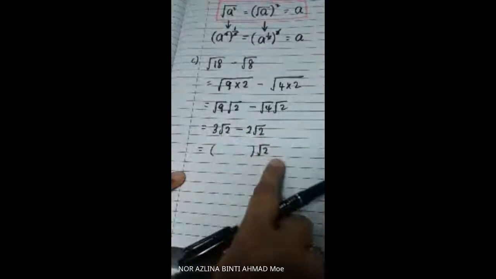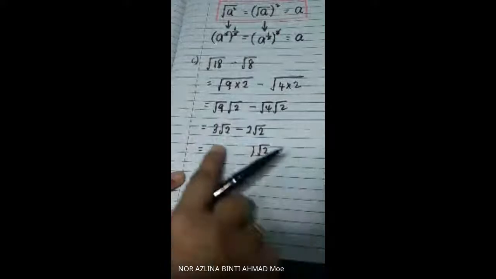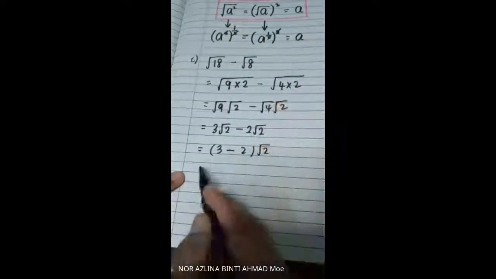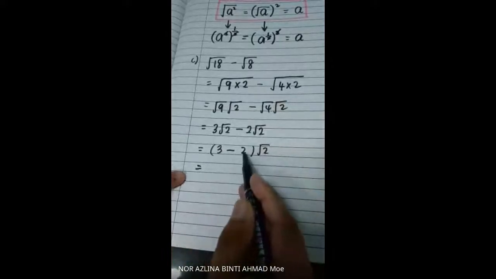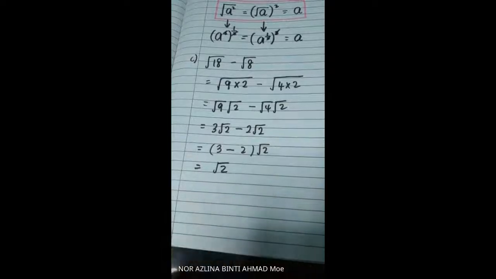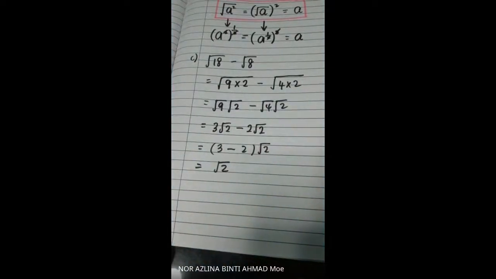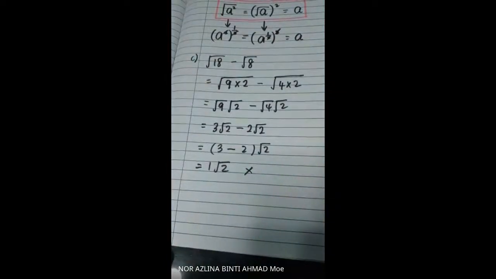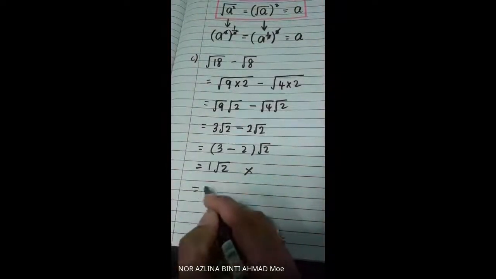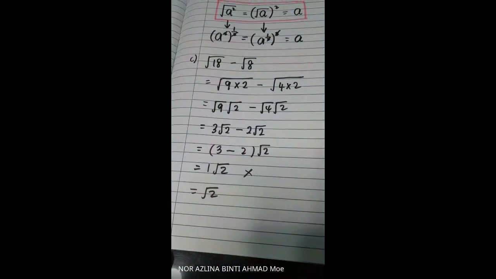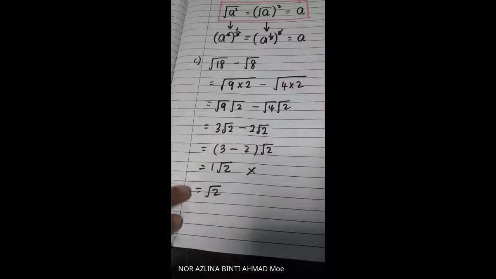So you factorize. When you factorize, 3 here minus 2 here. So it becomes 3 minus 2, which becomes 1. So 1 multiply square root 2 is square root 2. No need to write 1. If you write 1, this answer is wrong. You need to simplify. Simplify means square root 2. The answer is square root 2. Okay. Next.